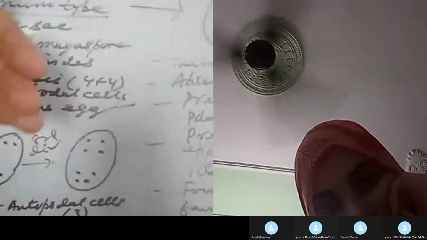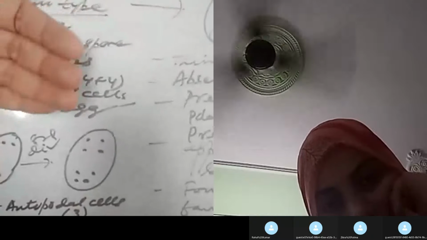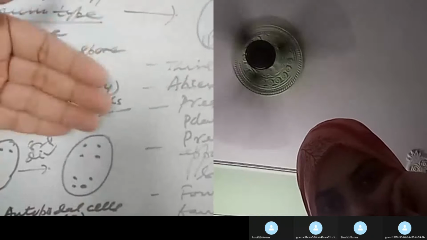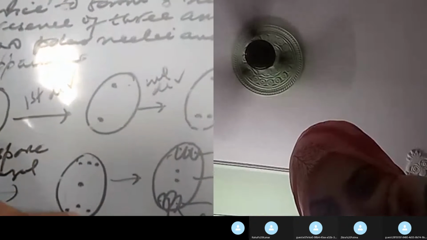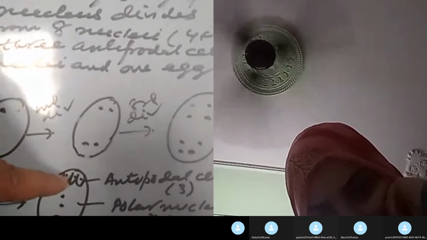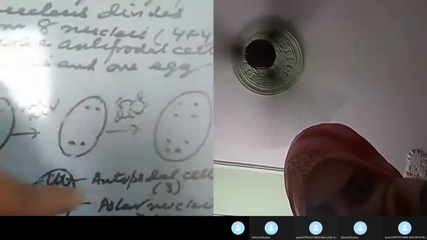Now let us see how these nuclei are arranged to form the embryo sac. Of the 4 nuclei, one nucleus moves to the center and 3 nuclei remain at the top, at the chalazial side. Similarly, 3 nuclei remain at the lower micropylar side, and 1 nucleus comes to the center. The 3 nuclei at the chalazial side form 3 antipodal cells.